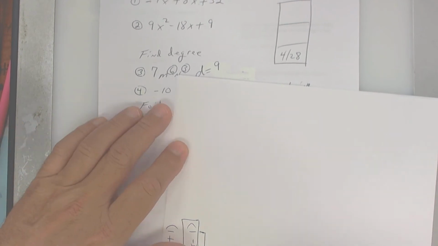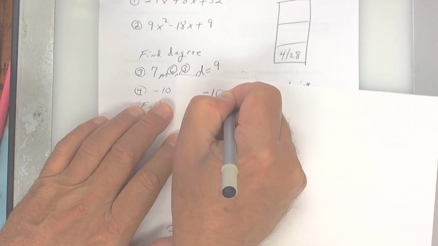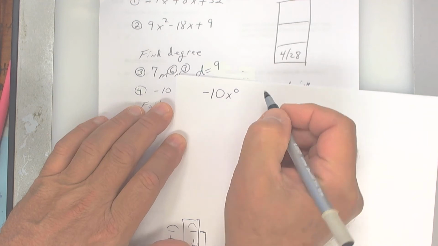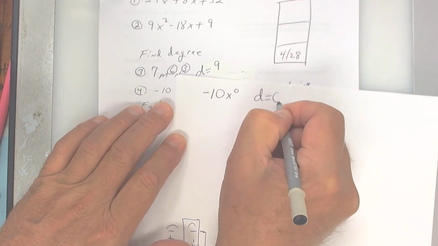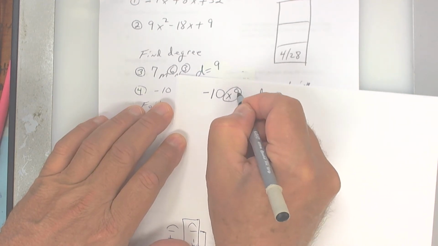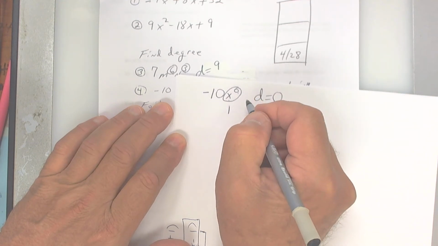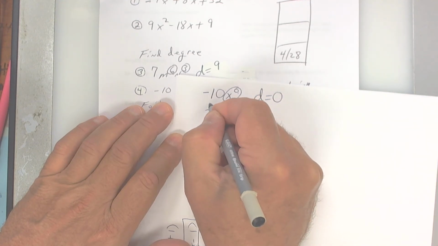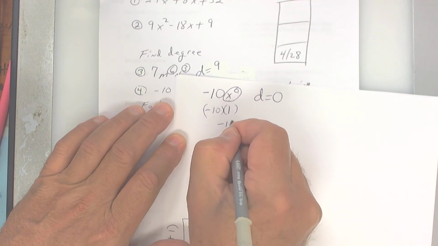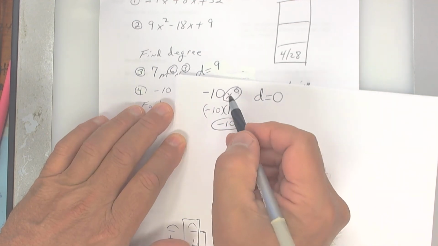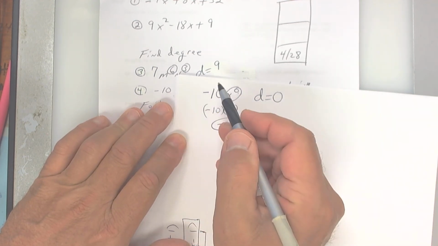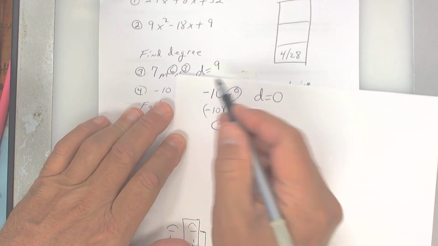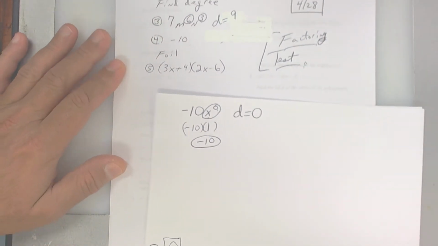The next one is 10, but it's really understood to be 10x to the 0 power. So the degree is 0. And the reason why is because anything to the 0 power is 1. Okay? So negative 10 times 1 will still be negative 10. So in your head, you understand that it's x to the 0 power, but you wouldn't write it like that. You would just put negative 10. All right, let's go on.